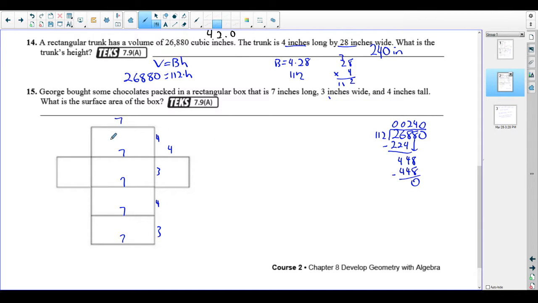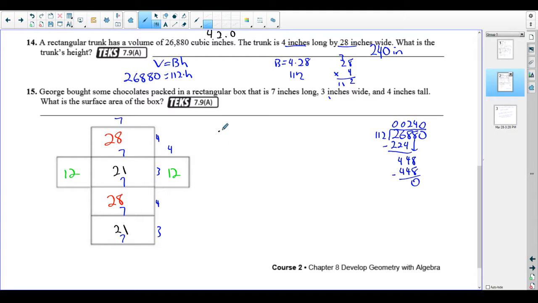Like this one, 7 times 4. This top one would be 28. And then this third one down would also be 28. These other two in the middle, 7 times 3, 21. I'm going to have two rectangles that are 21. And then the last one is 4 times 3, just 12. So no matter how you labeled it, if you labeled them correctly, you should have these 6 areas.